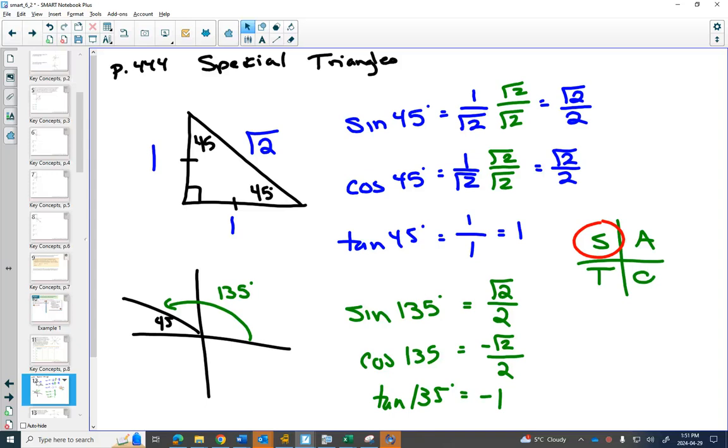Why is it the same as these ones? Because if I drew a triangle using my reference angle, it would make this exact same triangle. Okay. So it's all based on the triangle with the reference angle, is what sine, cos, and tan are once the angle gets bigger than 90 degrees.